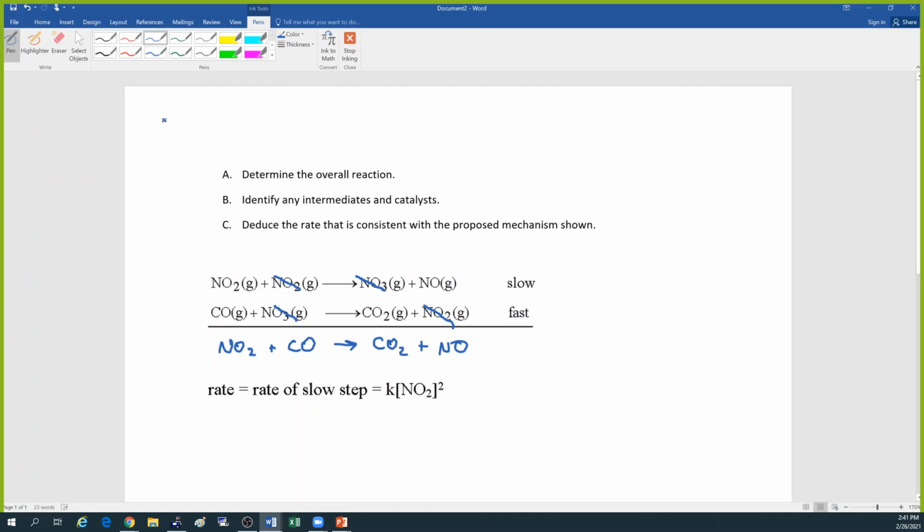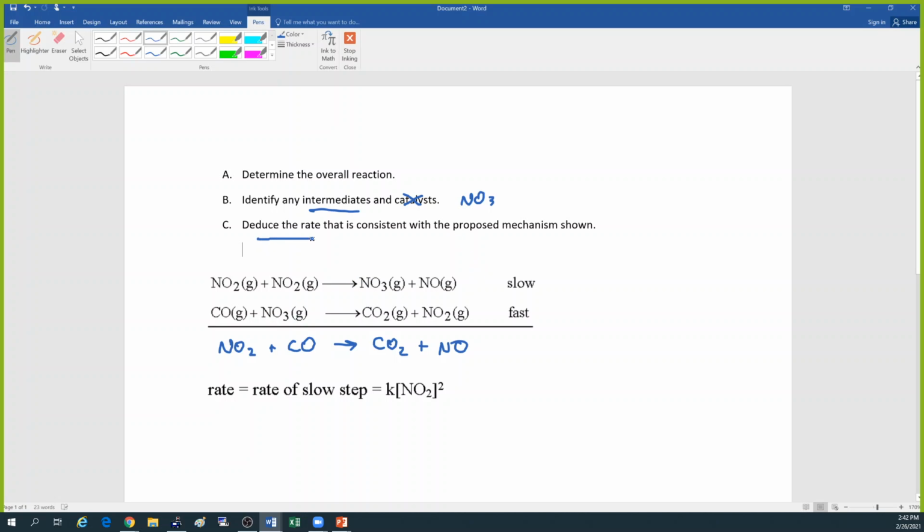Now, once we've come to that conclusion, we can also identify our intermediates. I would say NO3 for sure is an intermediate, so there's no catalyst. And I believe that's it, right? I don't see any other intermediates.